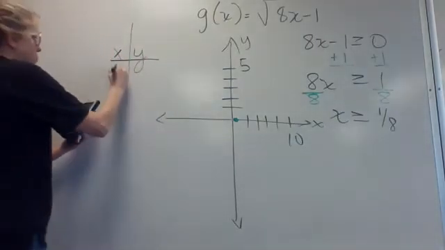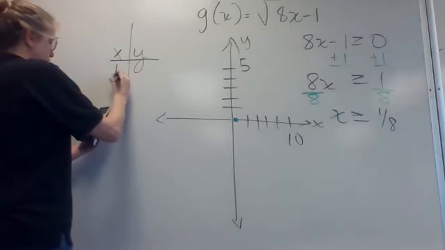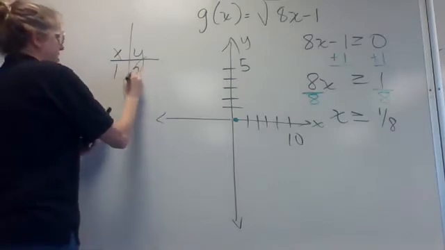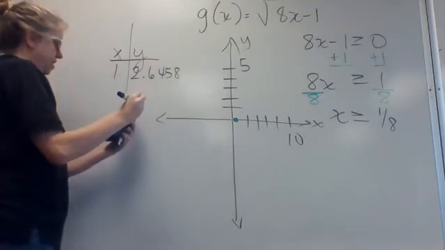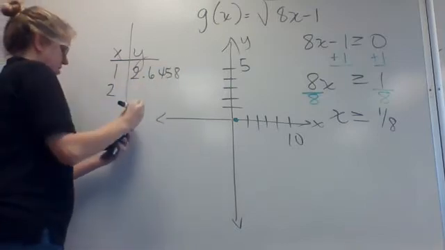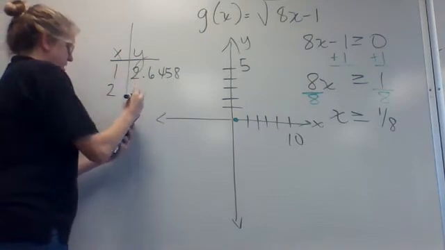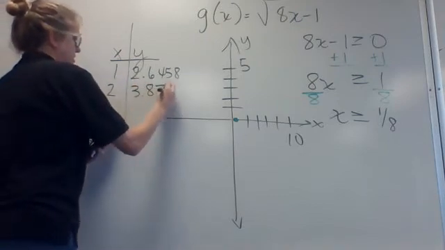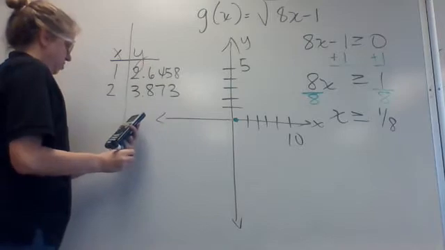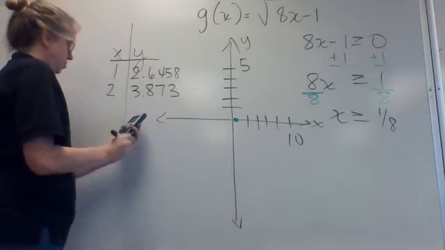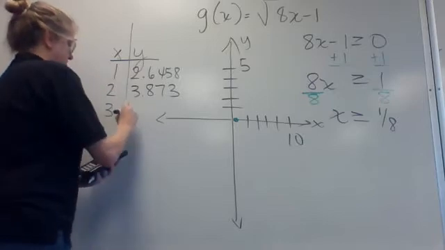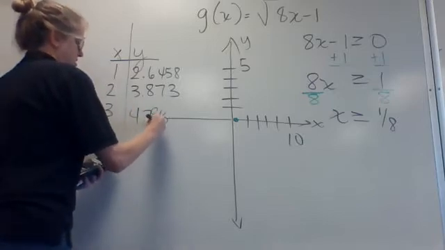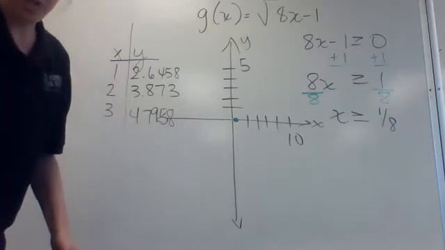Like when x is 1, y is 2.6458. When x is 2, it's 3.873. And let's see, x is 3, 4.7958. Okay, so we're just going to get close here.